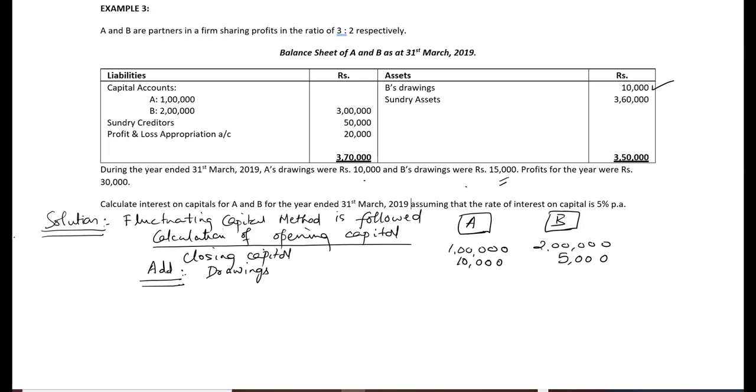On adding back the drawings to the closing capital, I get 1,10,000 for A and 2,05,000 for B. We need to deduct the share in profit.